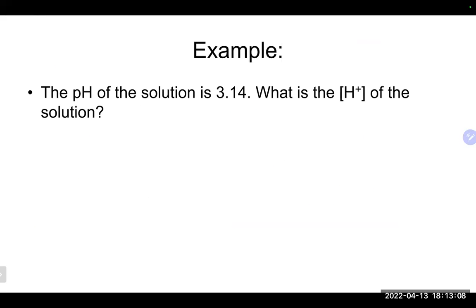Let's do the pH is 3.14. Why don't we just do it all again here? What is the H plus? What is the OH minus? What is the pOH? And once again, is it acidic, basic, or neutral?